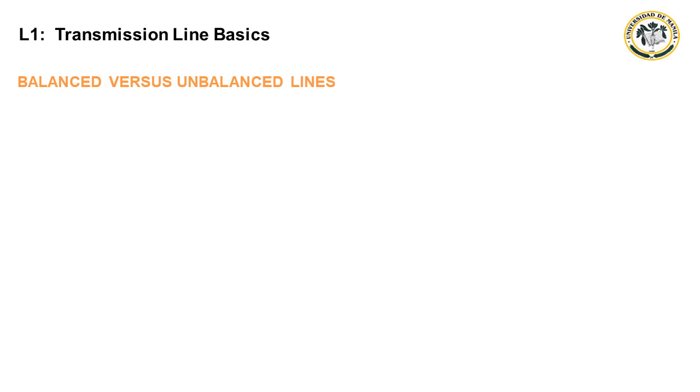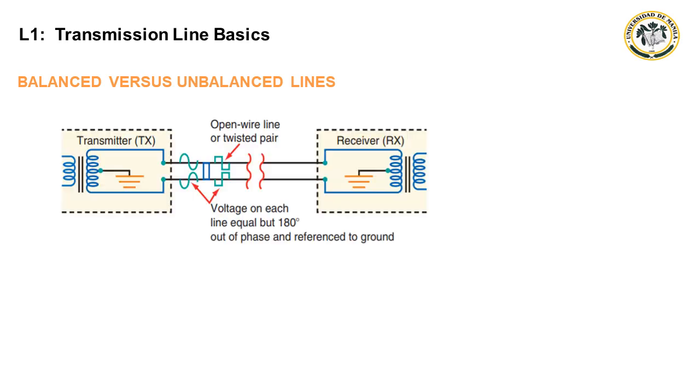Transmission lines can be balanced or unbalanced. A balanced line is one in which neither wire is connected to the ground. Instead, the signal on each wire is referenced to the ground. In an unbalanced line, one conductor is connected to the ground. Open wire line has a balanced configuration. A typical feed arrangement is shown. The driving generator and the receiving circuit are center tapped transformers, in which the center taps are grounded.